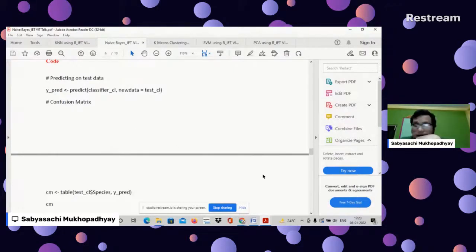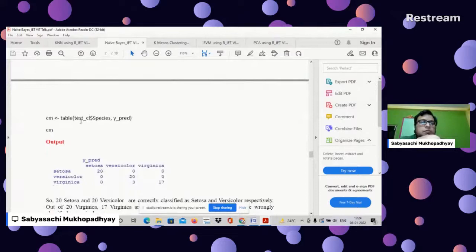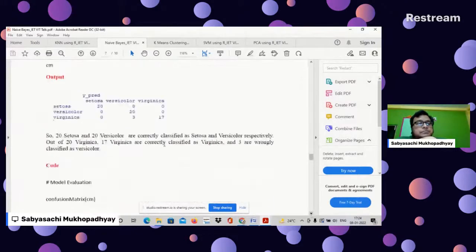Now you form the confusion matrix. You know in R how to form it: you apply the table function. In the first argument, test_cl with the Species column, then y_pred. Once you print it, you get this type of table. In the confusion matrix, 20 setosa have been correctly classified as setosa. Out of 20, versicolor has 20 classified correctly. Out of 20, virginica has 17 classified correctly, and 3 have been wrongly classified as versicolor.